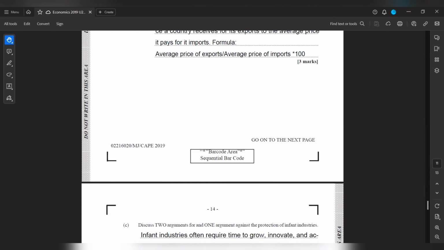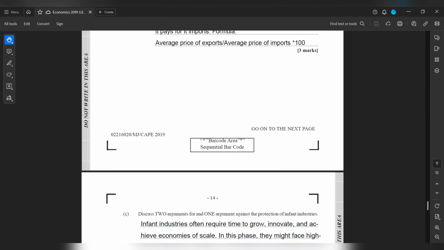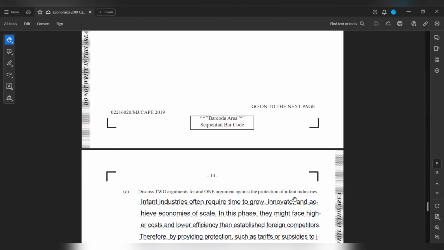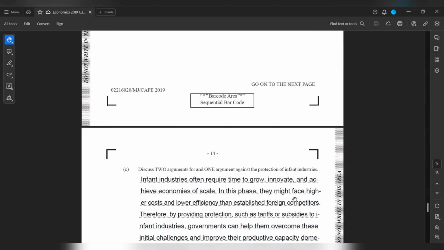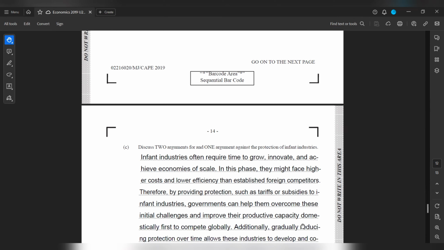Part C, discuss two arguments for and one argument against the protection of infant industries. Infant industries often require time to grow, innovate, and achieve economies of scale. In this phase, they might face higher costs and lower efficiency than established foreign competitors. Therefore, by providing protection such as tariffs or subsidies to infant industries, governments can help them overcome these initial challenges and improve their productive capacity domestically first to compete globally.